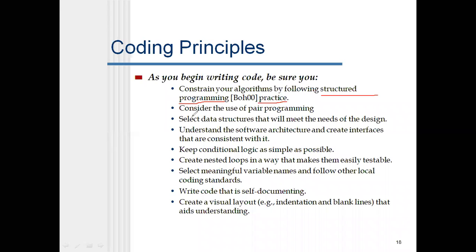Next, consider the use of pair programming. If there is a need for pair programming, you should implement this mechanism. What is pair programming here? Pair programming means asking people to work on something together. If more than one person thinks about a single module, or they work together on writing a particular program, that is called pair programming.